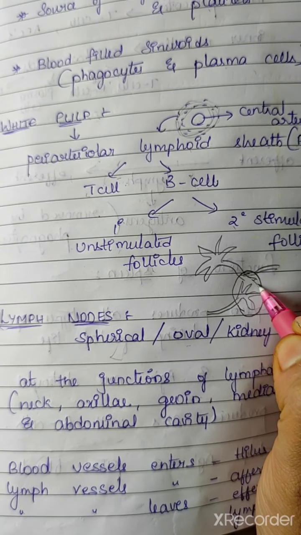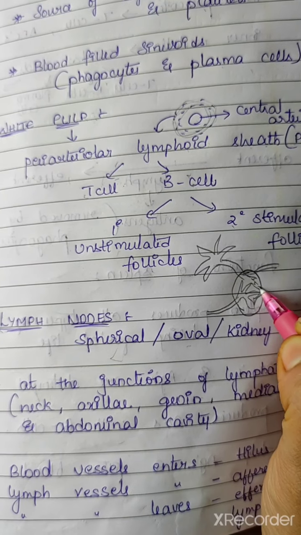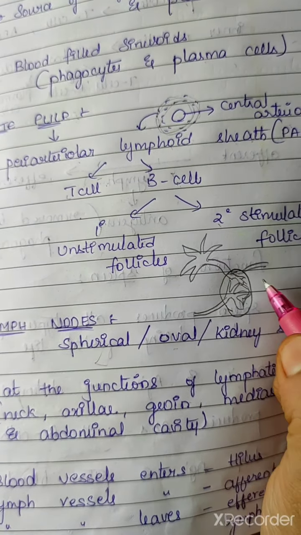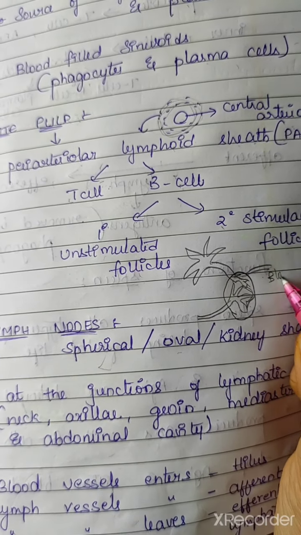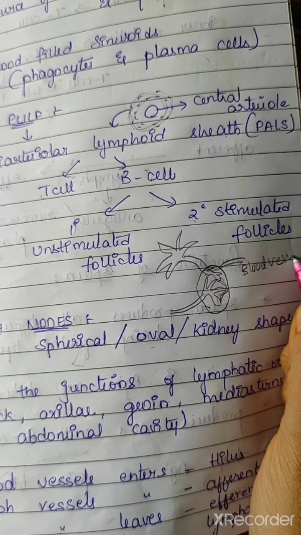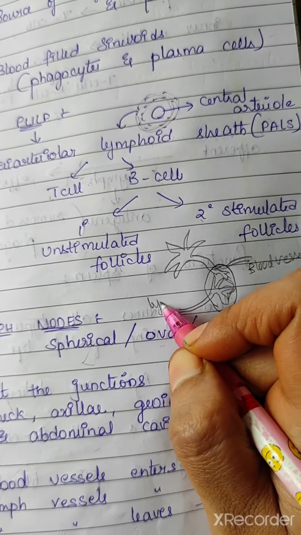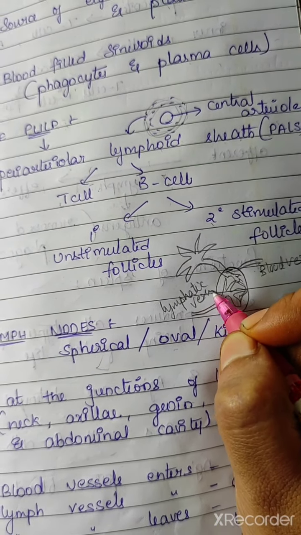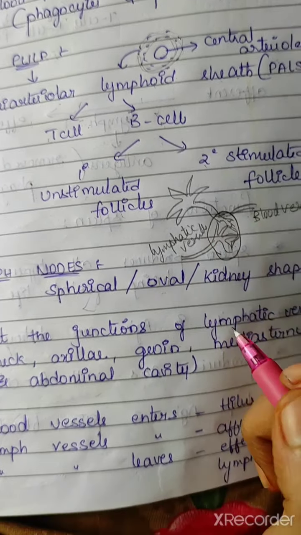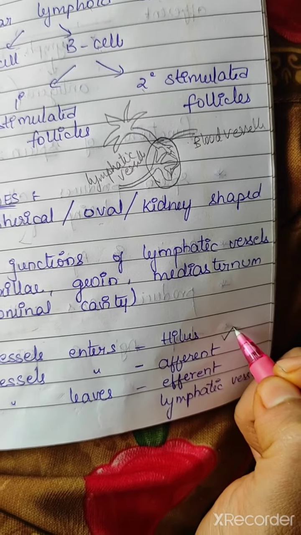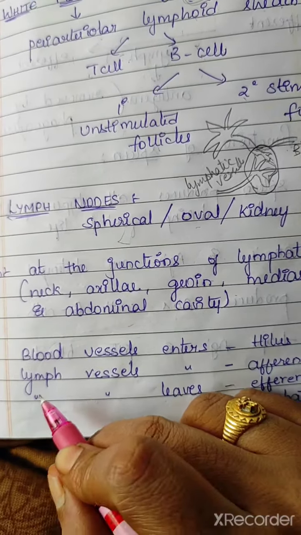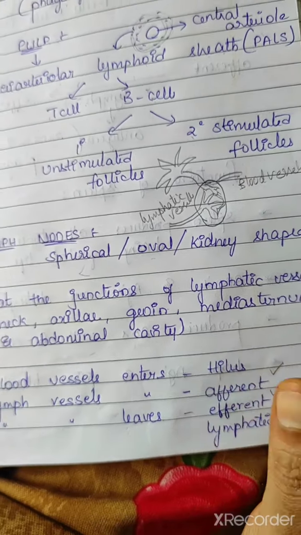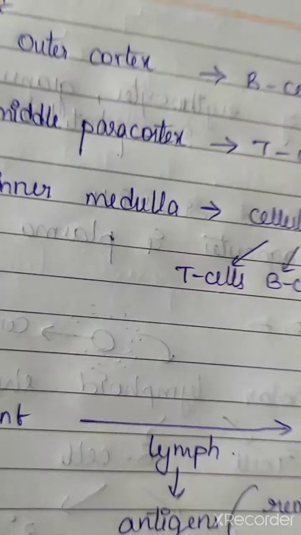And here also you can see the vessels which are present inside the lymph node. So this is the lymph node where it is connected to the blood vessels and lymphatic vessels. The lymphatic vessel which enters into the lymph node is called an afferent lymphatic vessel, and the lymph vessel which leaves the lymph node is called an efferent lymphatic vessel.